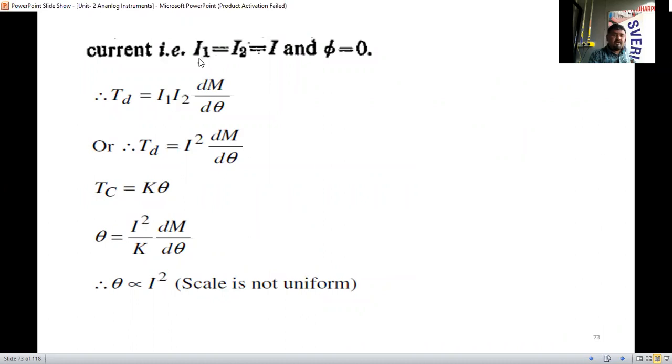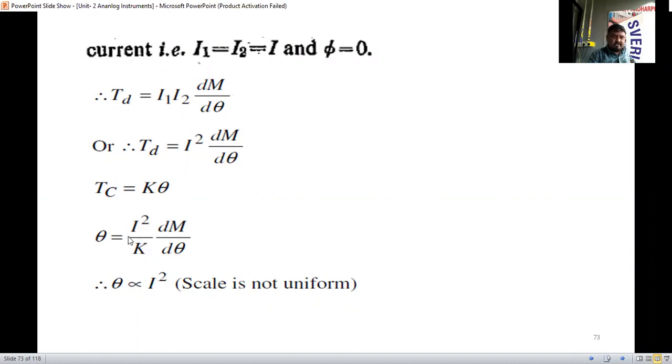So if current I1 equal to I2 equal to I, and the deflection is phi, the phase difference is 0, both are in phase, that is phi is 0, then TD equal to I1 into I2 dM by d theta, whatever torque equation we have used. So I1 is equal to I2, so I into I, that is I square dM by d theta. And according to the formula TC equal to TD, with TC equal to K theta, theta equal to I square by K dM by d theta.